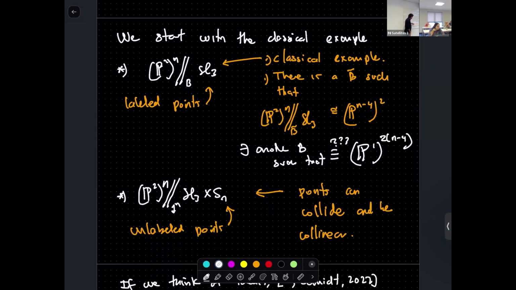Now, if you want the points to collide, then you put a beta such that, because you are acting with the permutation, all of them have to be equal. So it depends, and then you have the quotient where all points collide. That's not an issue.